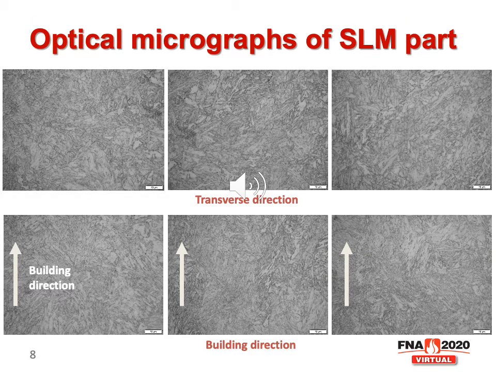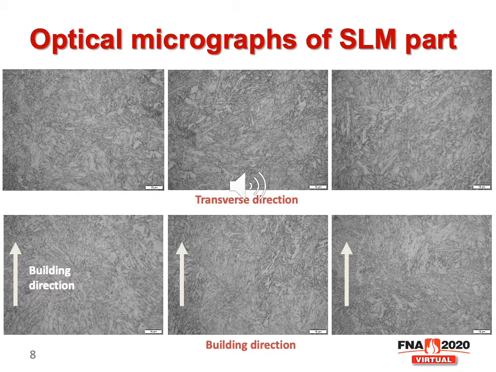The microstructure analysis was conducted by optical microscope, and we want to see the uniformity of the microstructure at different positions of this sample. For the transverse direction, we selected a sample from near the surface, the center of the sample, and the middle between the surface and the center. So there are three different positions we checked, and you can see the microstructure looks very similar to each other.